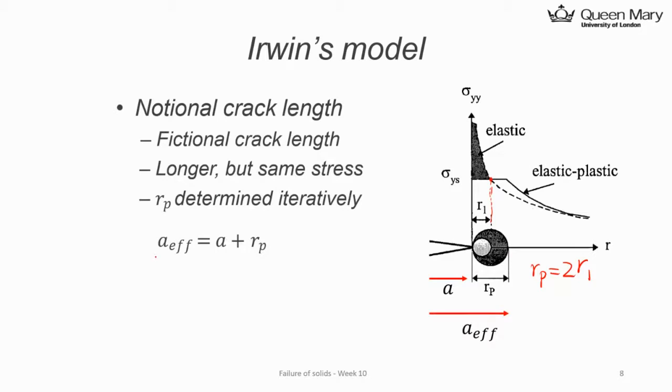And so essentially our effective crack length is the initial crack at the crack tip plus the actual part from the plastic zone. You can imagine all of that is associated with the crack energy release rate. So that's the effective crack length. It's a bit longer, but still at the same stress.